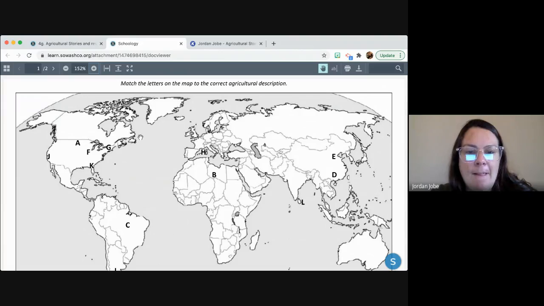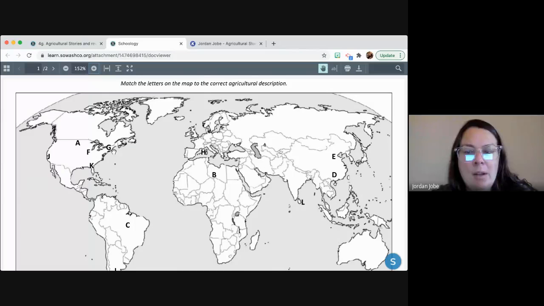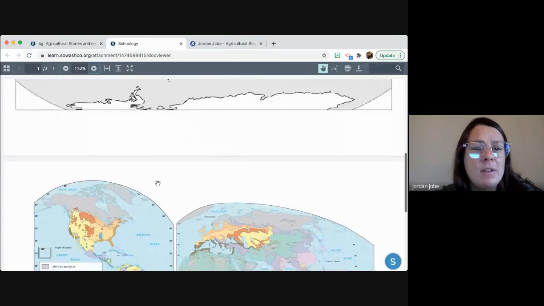Okay, what letters correspond with that peach color? Either in the northeastern part of the United States or in the northern part of Europe. G and A, kind of. G, A, maybe F. Let's go take a look again.